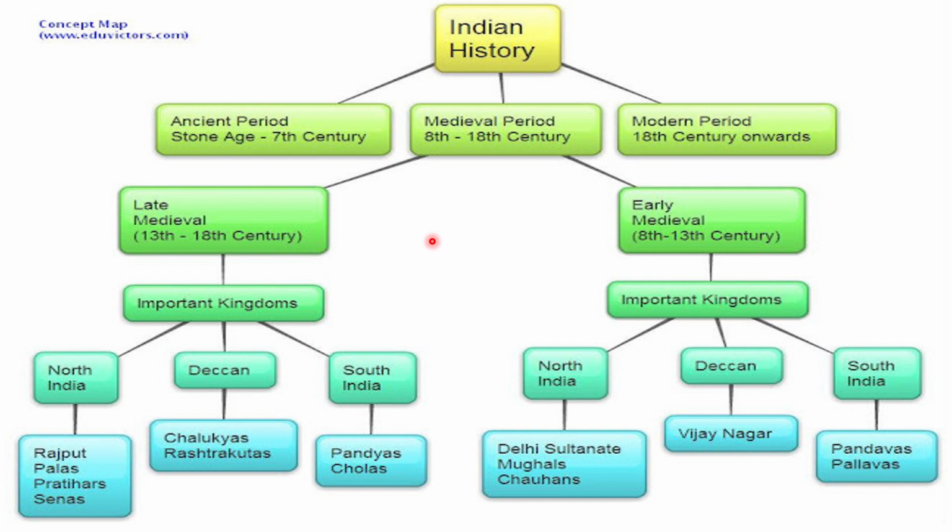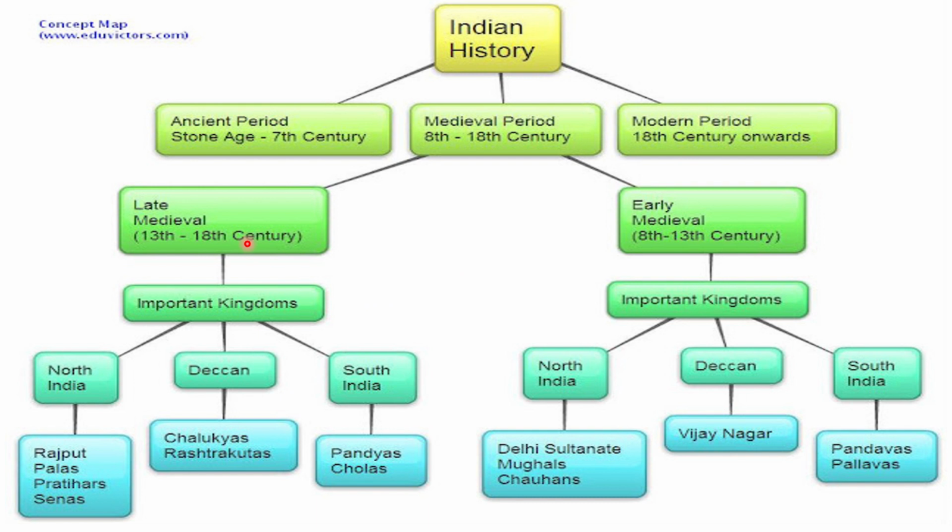The period from the 8th century to the 13th century, when the ancient period was coming to an end and the medieval age was taking shape, is known as the early medieval age. Then the period from the 13th to the 18th century CE is known as the late medieval age. During this period, the changes had become established and they were no longer regarded as new.